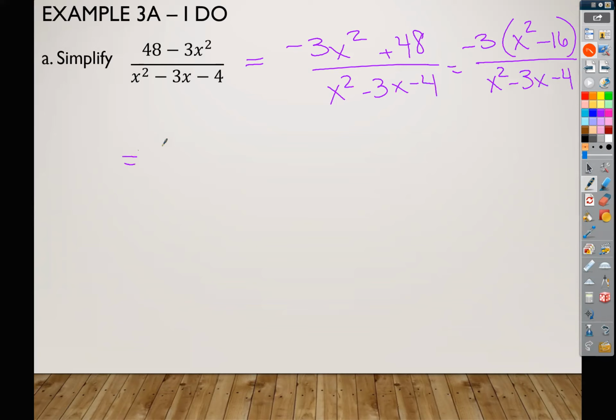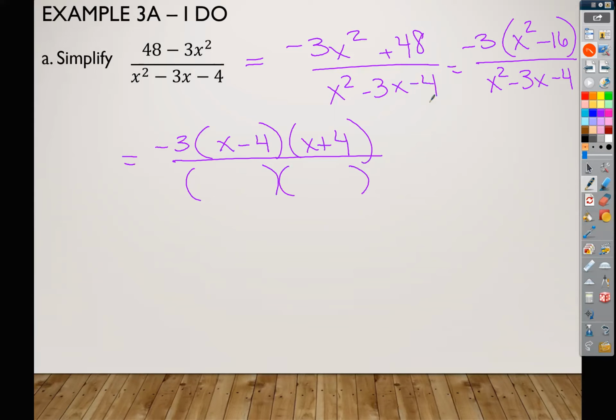I'm going to go down here. x squared minus 16 is a difference of squares, so I can write that as x minus 4 and x plus 4. Okay, x squared minus 3x minus 4 would be x minus 4 times x plus 1. So now I'm going to simplify this. So the x minus 4s would cancel out. And you get -3 times x plus 4 over x plus 1.